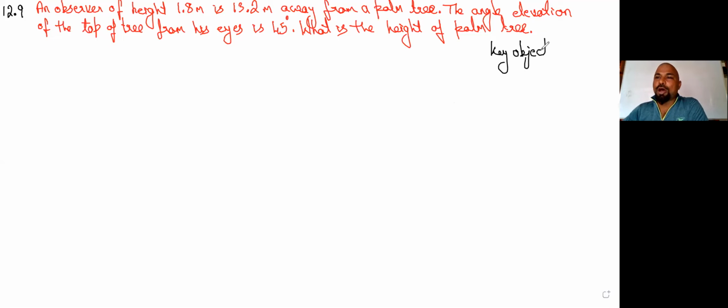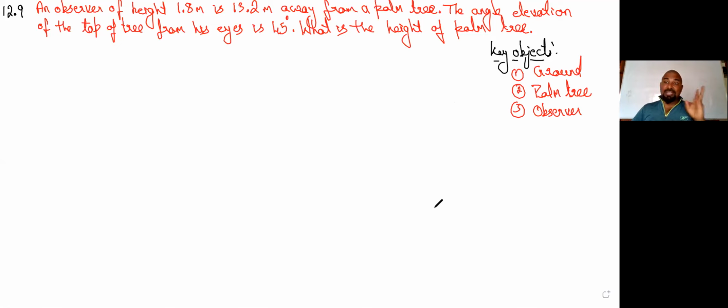So what are the key objects which we come across in this question? The first one, as usual, is the ground. The second one is the palm tree. And the third one is the person who is observing, the observer. So these are the three objects we have. Now let us come back to the keywords.